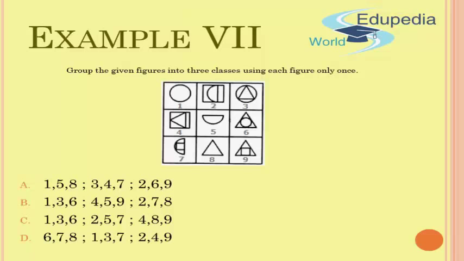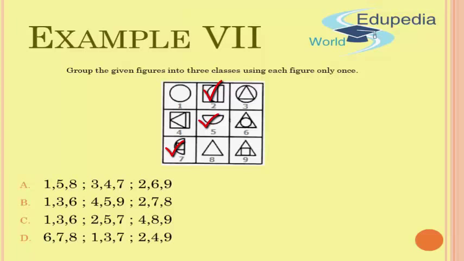So first of all, if I look at figures 2, 5 and 7, I see some common logic over there. In figure 2 I have a semicircle inside a square, and the opposite is true for figure 7, where I have a square inside a semicircle, and figure number 5 is a standalone semicircle. So they all have common shapes, 2, 5 and 7, that's square and semicircle. So I'll put 2, 5 and 7 in one group.